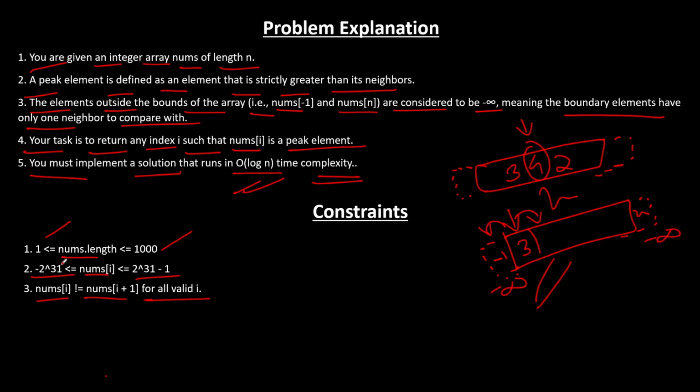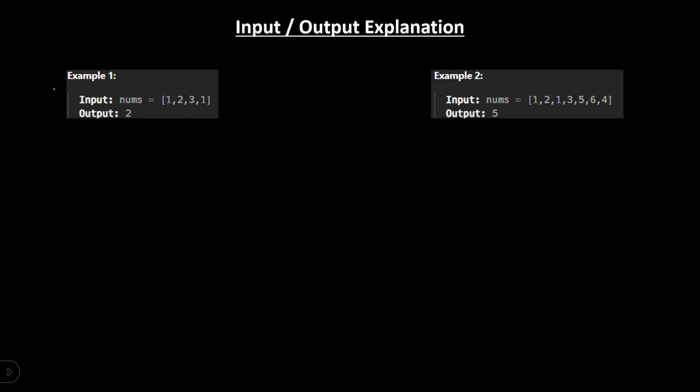So I hope you understood the problem explanation. Let's move to the next slide. Now let's understand the input output explanation. Let's take the first example, which is 1, 2, 3, and 1, with indexes 0, 1, 2, and 3. If you take this 3, the value at index 2, it is greater than 2 and also greater than 1, which basically means this particular number is greater than both of its neighbors. Therefore, the output is 2, the index 2.